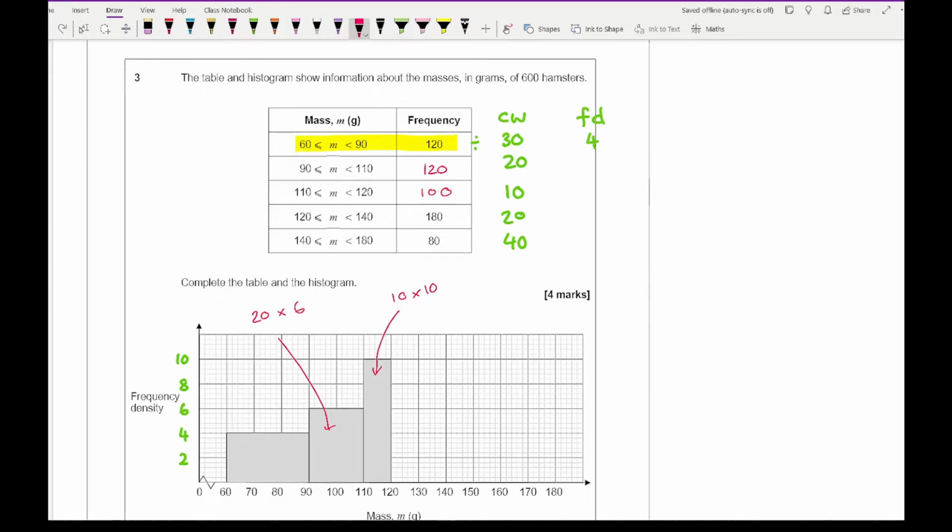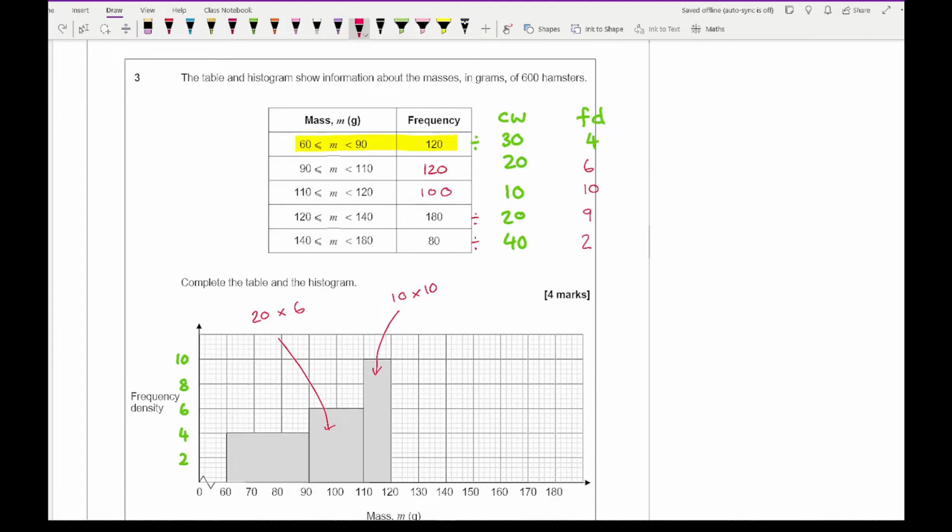So all that's left for me to do is to work out the frequency density of the last two groups. So here we've got 180 divided by 20, which is 9. And let me just fill this in, so that's going to be 10. And that's going to be 6. And in the last one, it's going to be 80 divided by 40, which is 2.